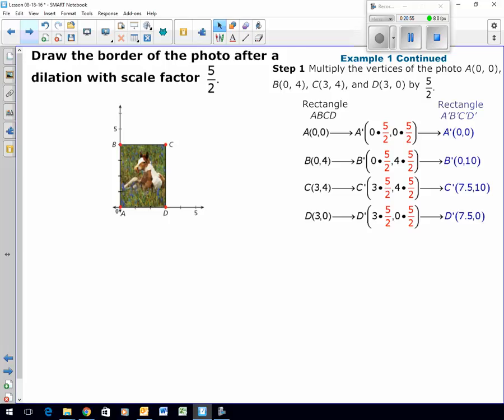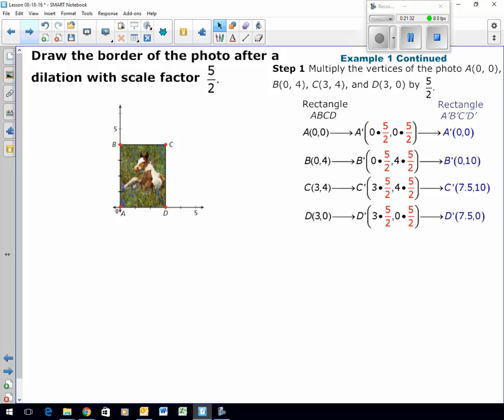5/2. What is my scale factor? Remember, it goes back to plain school. 5/2 is the scale factor. I take that scale factor and multiply it by each coordinate point, not just one time, but for both coordinate points. The x and the y value, I apply a scale factor.